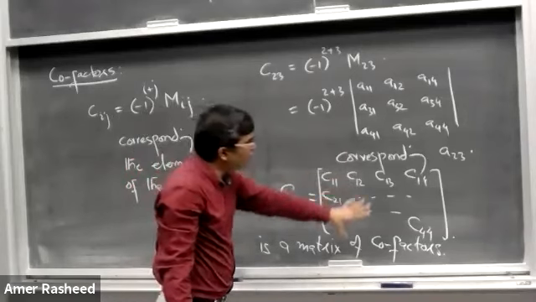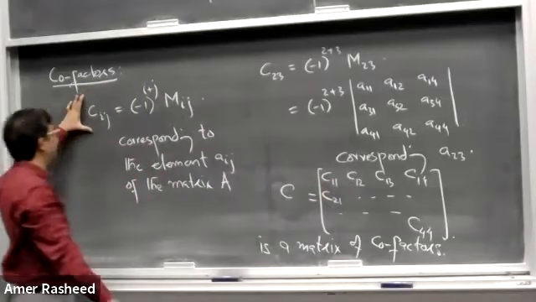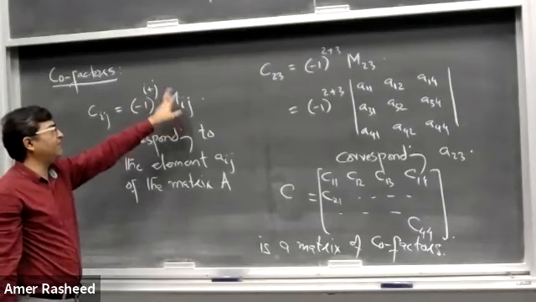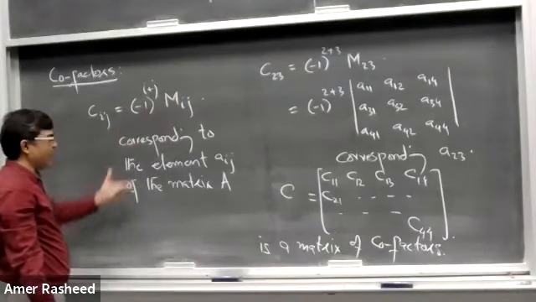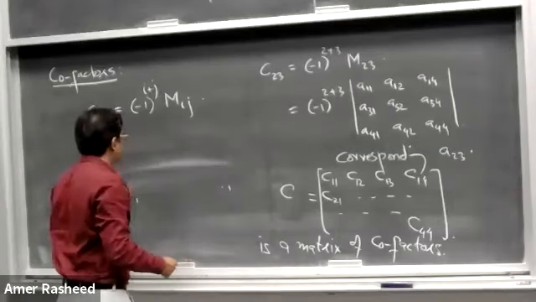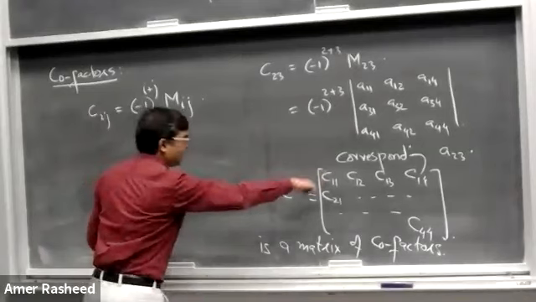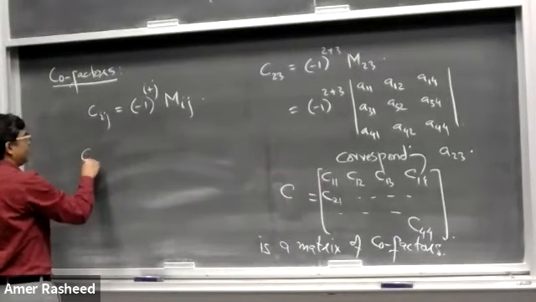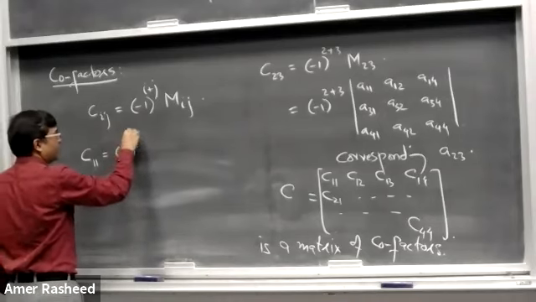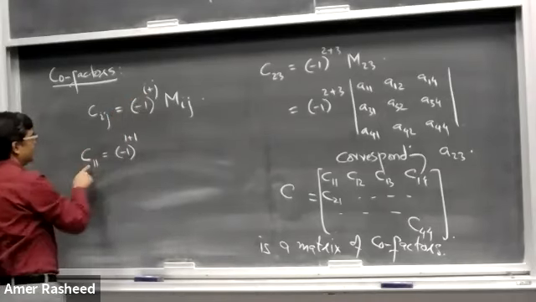Cofactors, the matrix of cofactors. It contains all the cofactors which we have defined here. What is Cij? It is (-1) raised to the power i plus j times the ijth minor. So if you use this definition, you can calculate all the cofactors in this matrix. For example, how do you find C11? C11 is nothing but (-1) to the power 1 plus 1, where this is ij.